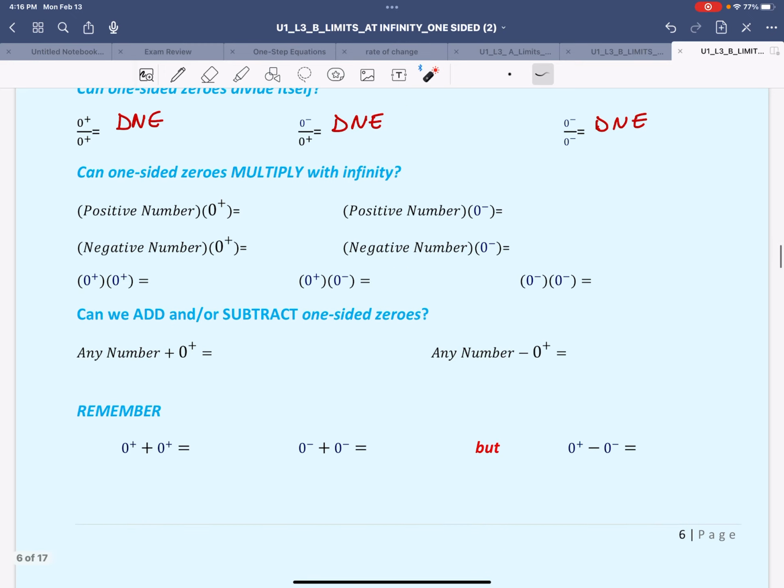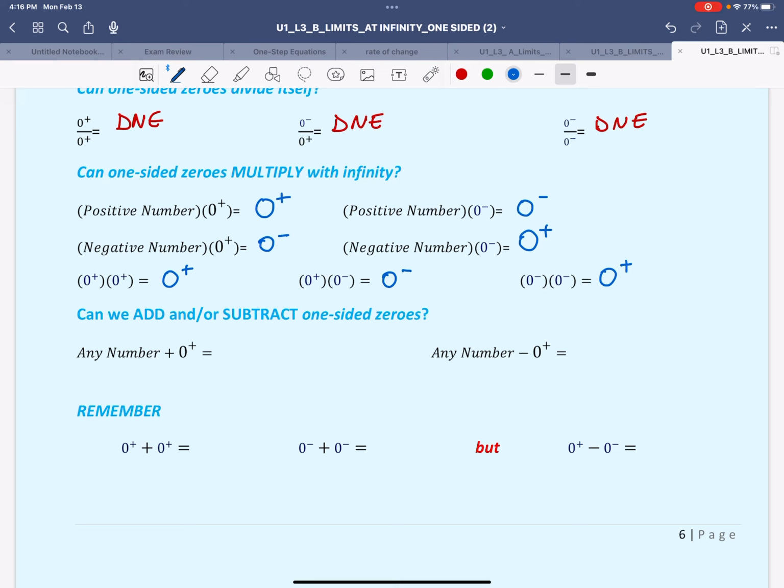So next, can one-sided zeros multiply with infinity? So if anything multiplies by something close to 0, even infinity, it will become 0. So we're going to say positive number with 0 plus is 0. Positive number with 0 minus is going to be 0. Well, that's 0 minus, and that's 0 plus to be more specific. This will be a 0 minus because of the negative and a positive. And two negatives will give a 0 plus. So 2 0 pluses will give a 0 plus. A 0 plus with a 0 minus will give a 0 minus, and 2 0 minuses will give a 0 plus.